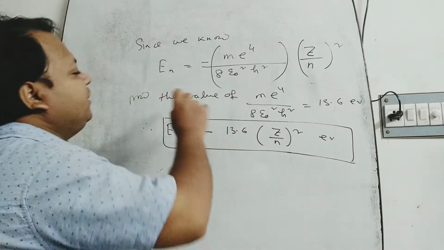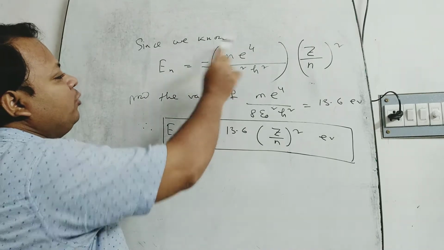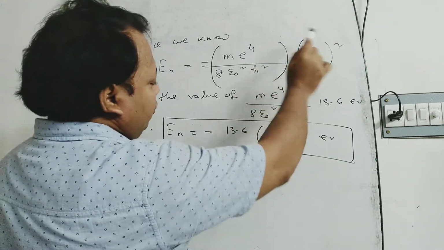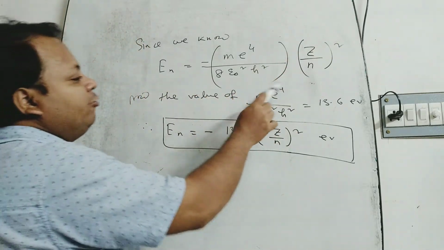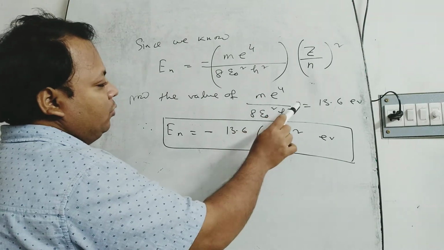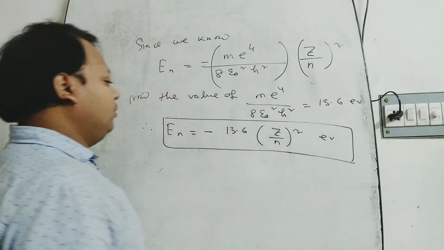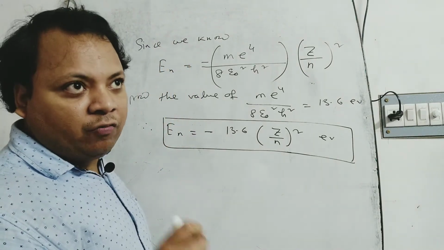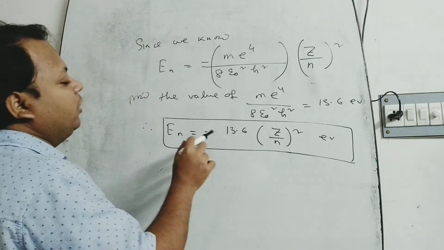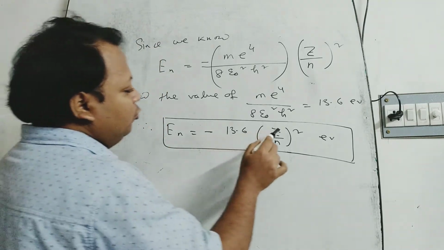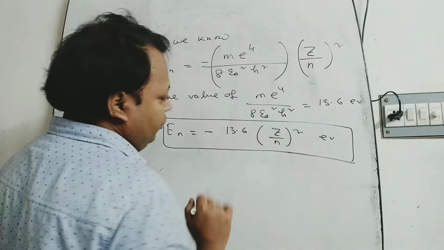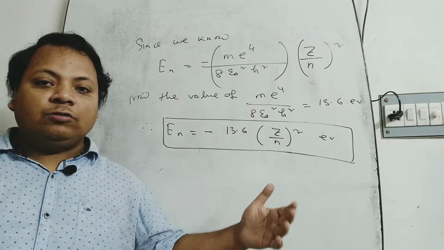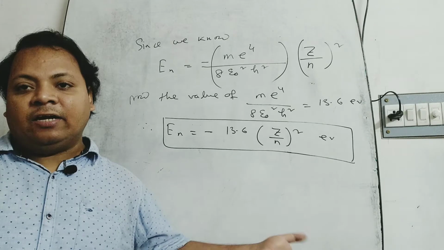Since we know En is equal to minus m e to the power 4 by 8 epsilon 0 square h square into Z by n whole square. Now the value of m e to the power 4 by 8 epsilon 0 square h square is equal to 13.6 electron volt. Therefore, En, that is the total mechanical energy of an electron in nth orbit, is equal to minus 13.6 into Z by n whole square electron volt. This is the final expression of the mechanical energy of a hydrogen-like atom in nth orbit.